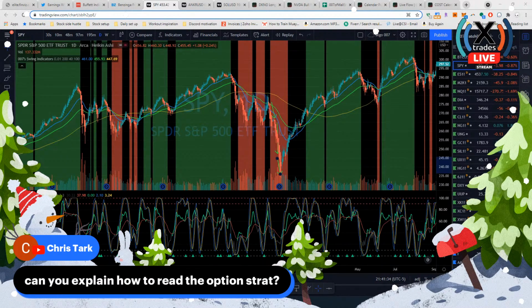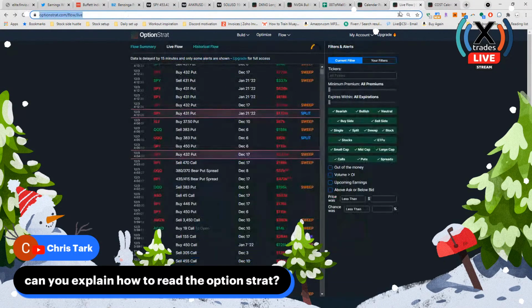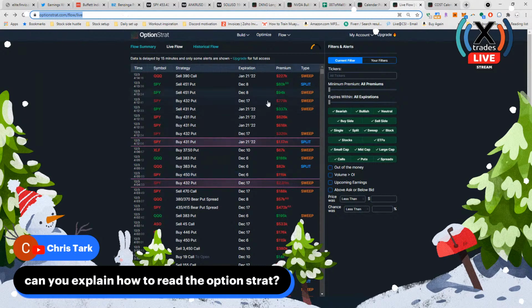How to read option strat. The option strat stuff is pretty explanatory. If you're talking about spreads and flow, the flow is a little bit different. The flow, this is like the late data, right? Because we have the free version. It's just showing you what other people are buying. So based on the reflection here, it's showing that people are pretty bearish.